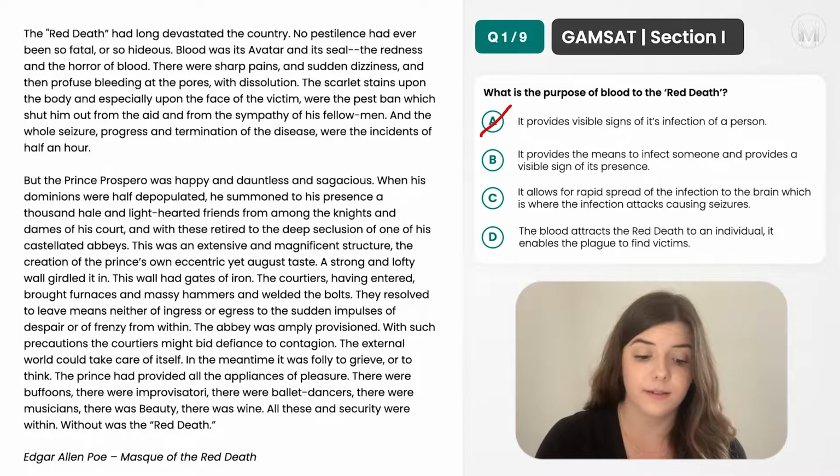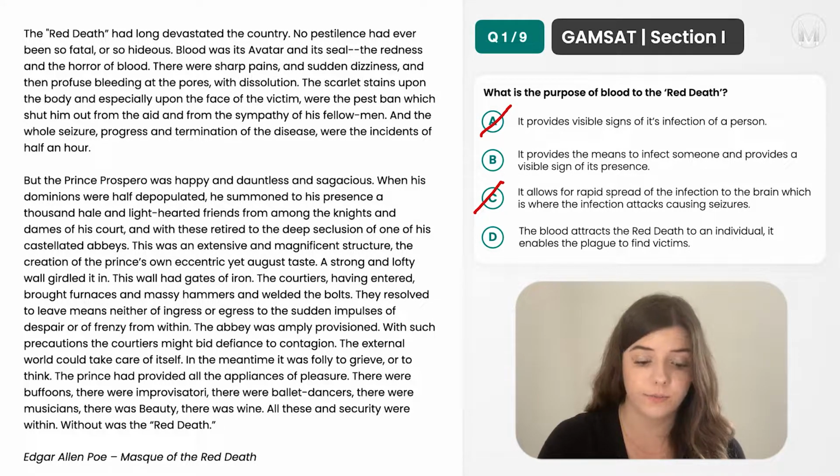So now we'll look at option C. It allows for rapid spread of the infection to the brain, which is where the infection attacks, causing seizures. So we're not actually sure if it specifically allows for rapid spread of the infection to the brain. This is sort of inferring too much. So we know that it's a means to infect someone, so it's an avatar and its seal. And although down the end of this, we see that the Red Death itself involves a seizure, we don't know whether this is the blood itself. So we can rule out option C, as B is a better, more broad statement specifically to what we're being told about the blood.